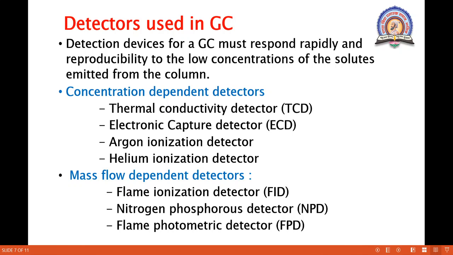Okay, so in the GC different types of detectors are used. Out of those detectors, we are going to discuss only three detectors, that is FID, TCD and ECD.